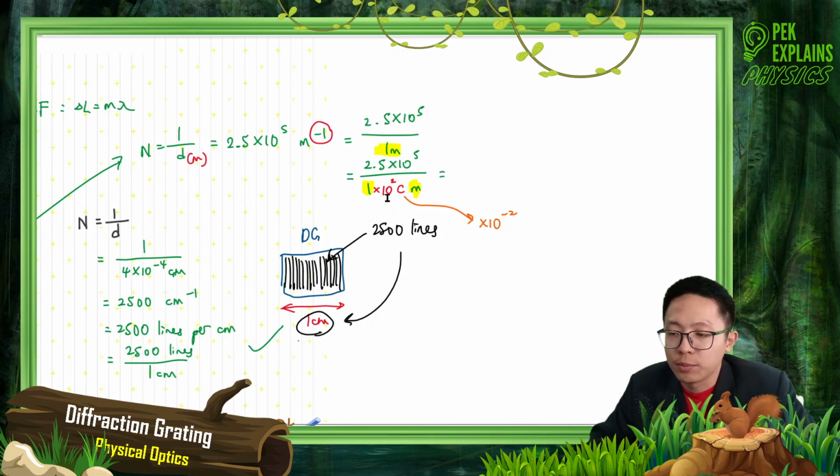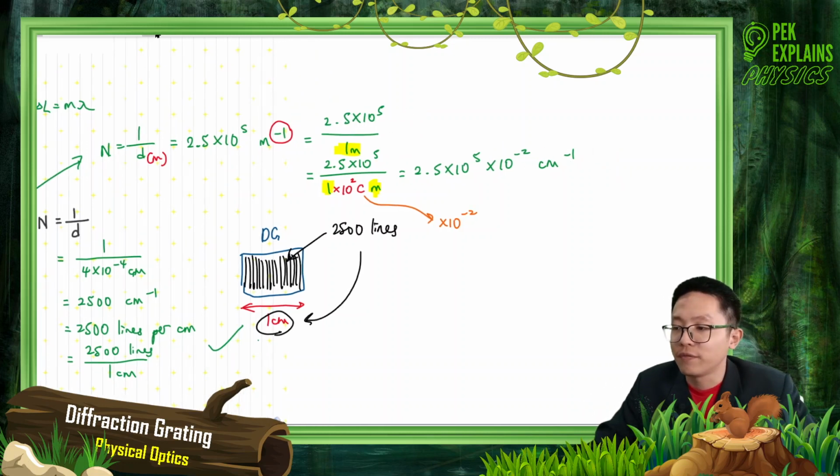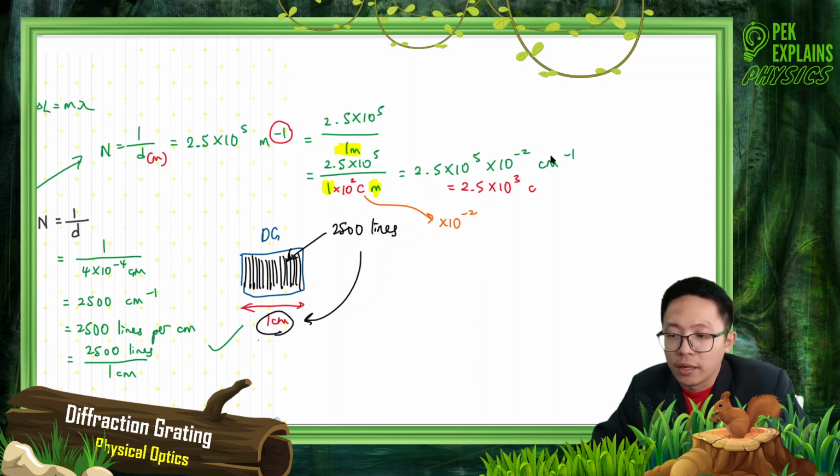So I have 1 exponent 2 centimeter below. This exponent 2 goes to the top and becomes negative 2. And centimeter goes to the top, becoming centimeter per centimeter, which becomes per centimeter. So what's the final answer? The final answer becomes 2.5 exponent 5 minus 2, you get 3, so 3 per centimeter.